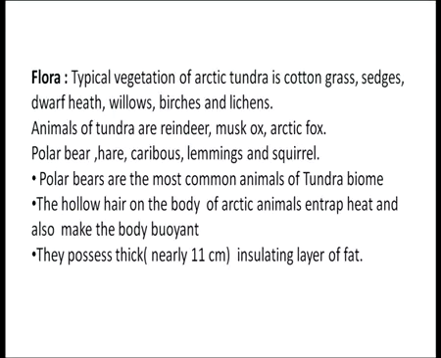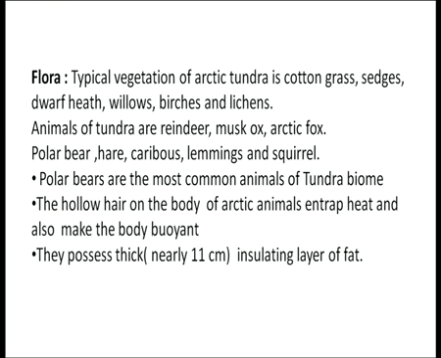The other animals and the plants of the tundra region are especially the plants. The typical vegetation is cotton grass, sedges, dwarf heath, willows, birch and lichens. The animals are reindeer, musk ox, Arctic fox, polar bear, hare, caribou, lemmings and squirrel. The polar bear is the most common animal of the tundra biome.